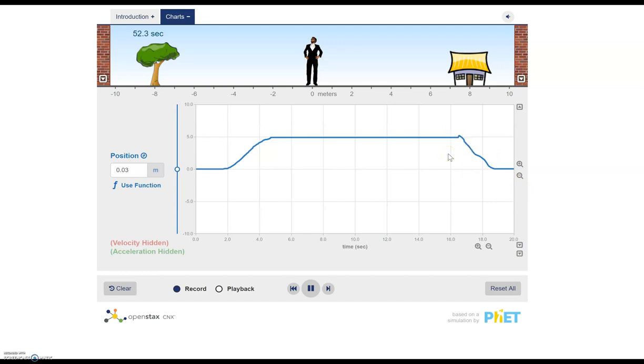And now that relates to the direction that we've chosen. So to the right is positive, to the left is negative. So the slope of the graph, the sign of the slope of the graph, tells you information about the direction.